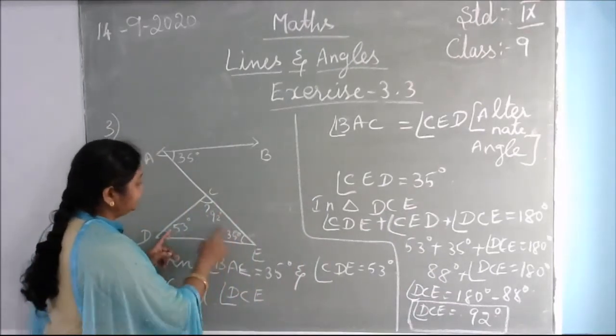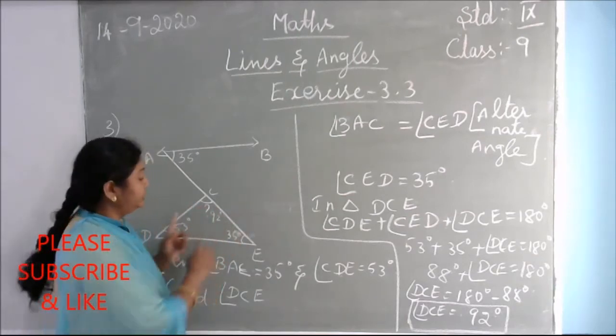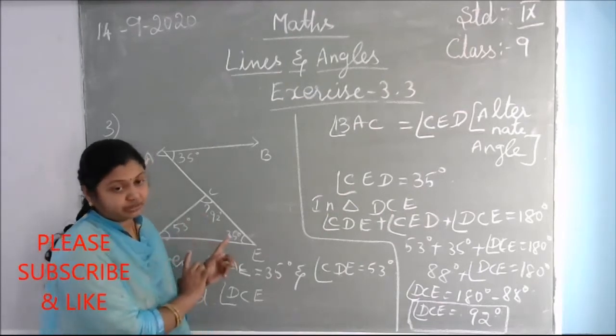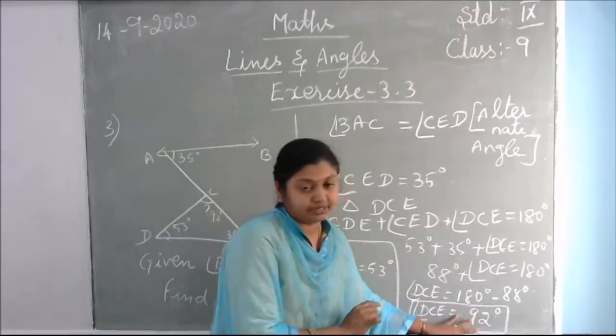If you add these three, to verify, 180 will come. So if you are adding these three, 180 will come. So your answer is correct.